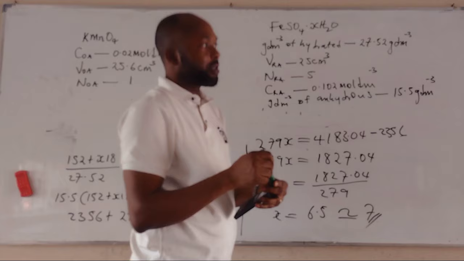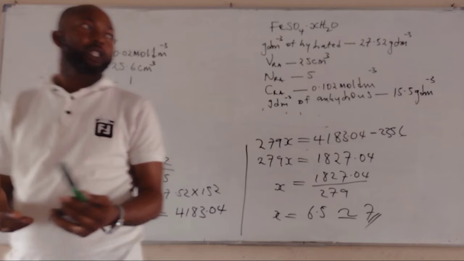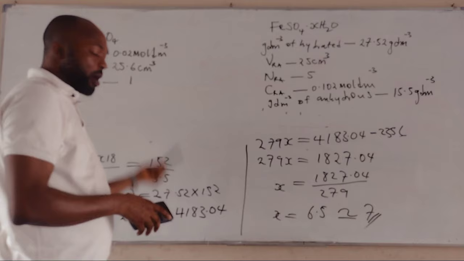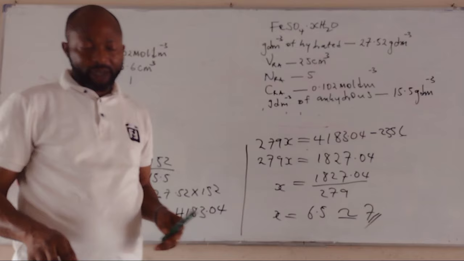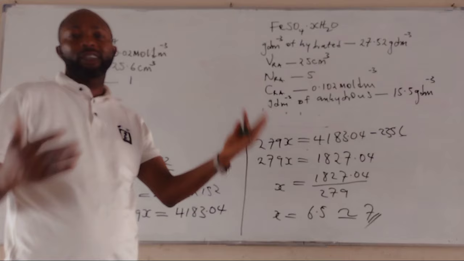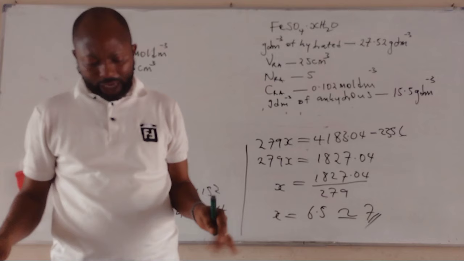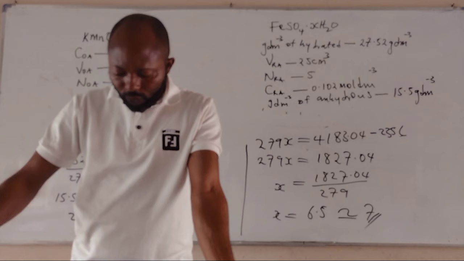So the number of moles of water of crystallization is 7, which means this is iron 2 sulfate heptahydrate, if I were to replace x with that. So we've gotten that. Like I said, the question is not a direct question. You have to solve other things to get to where you're going. So we must tread with caution in order not to make mistakes. Now, we've just gotten the number of moles of water of crystallization.